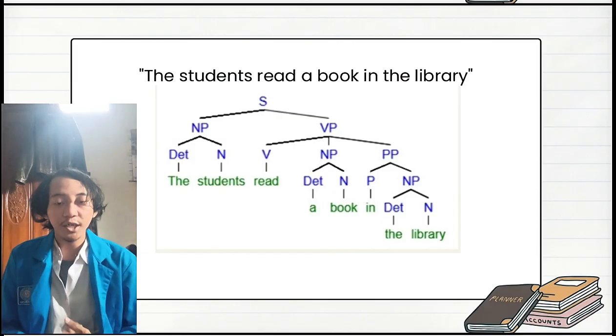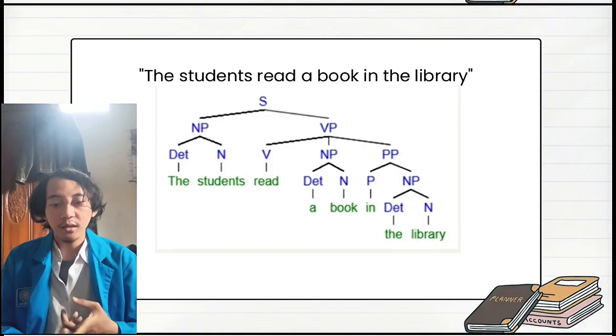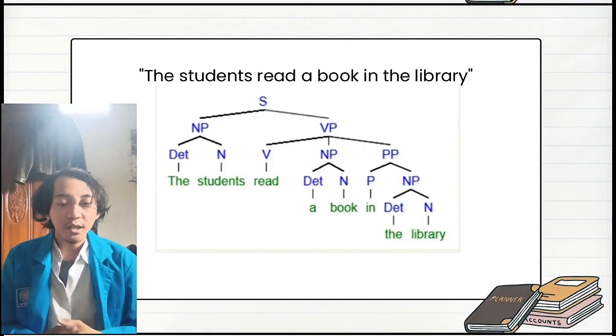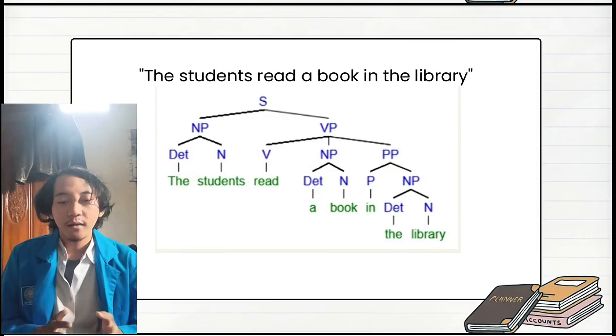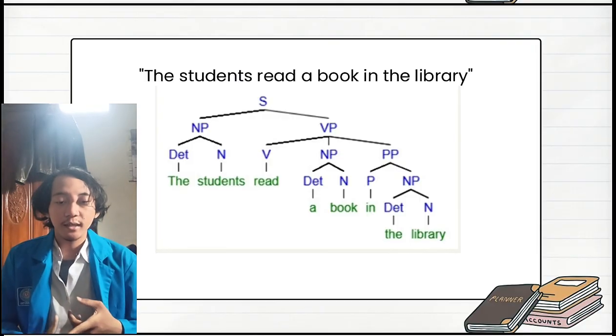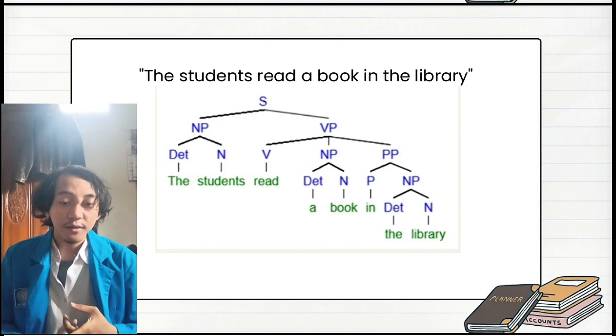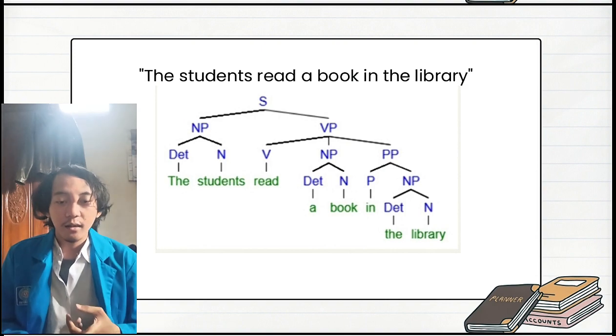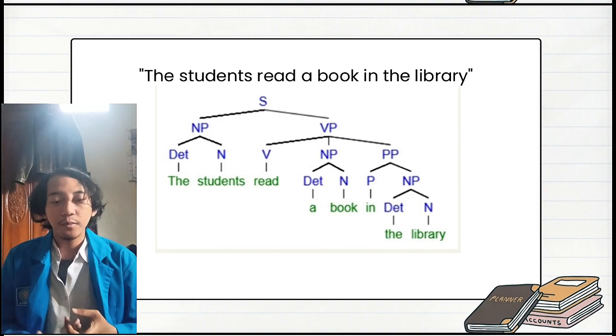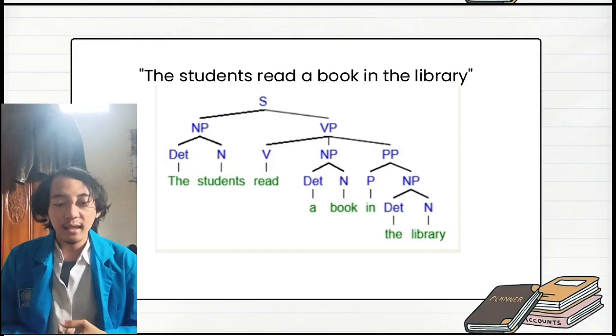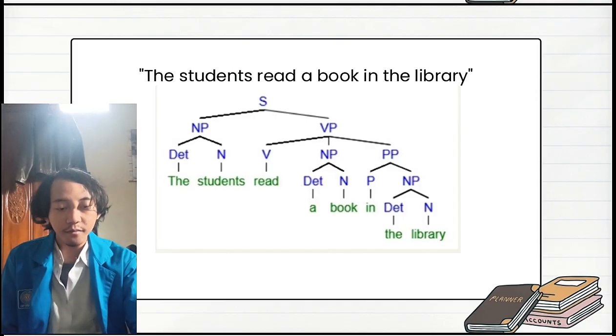For the classification of noun phrase, there is the is determiner, students is noun. And now the classification of verb phrase. There is read is verb, a is determiner, book is noun, in is preposition, the is determiner, and library is a noun.